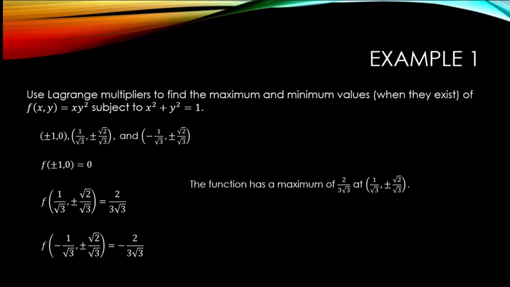My function has a maximum value of 2 over 3 square root of 3 at the points 1 over square root of 3 and plus or minus the square root of 2 over the square root of 3. And it has a minimum of negative 2 over 3 square root of 3 at negative 1 over square root of 3 and plus or minus square root of 2 over square root of 3.